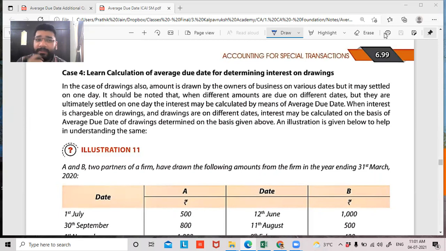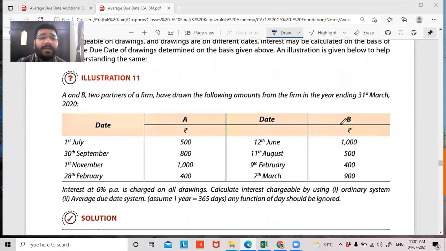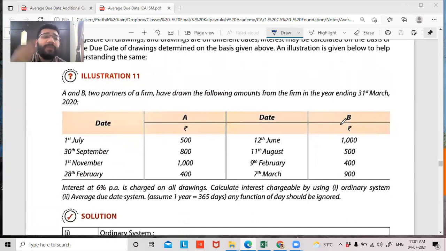Guys, this interest on drawings somewhere we've studied. Can you tell me where exactly we've studied this? Partnership, sir. Which chapter of partnership? Fundamentals of partnership, absolutely. If you see in that chapter, we've learned 3 ways of calculating interest on drawings. First method is simple method, second is product method, and third is average period method.